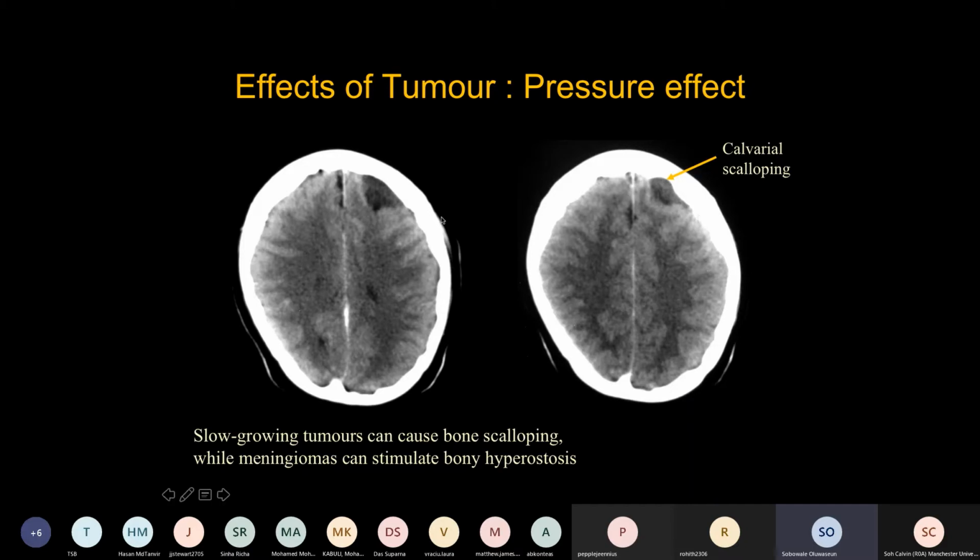But meningiomas, on the other hand, can actually stimulate bone reaction and get hyperostosis in the overlying bone. Sometimes the tumor can also extend through the bone with a transosseous extension, and the bone can become sclerotic, but also enhanced.